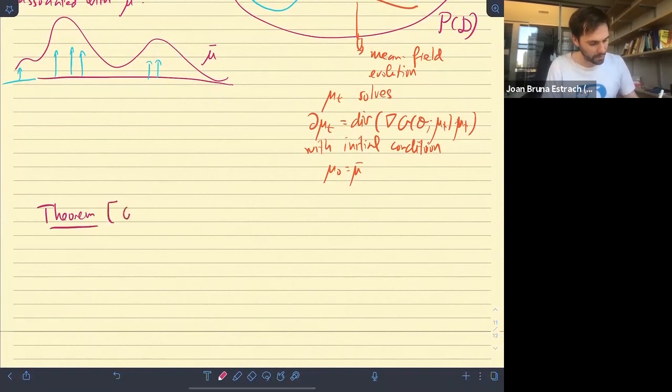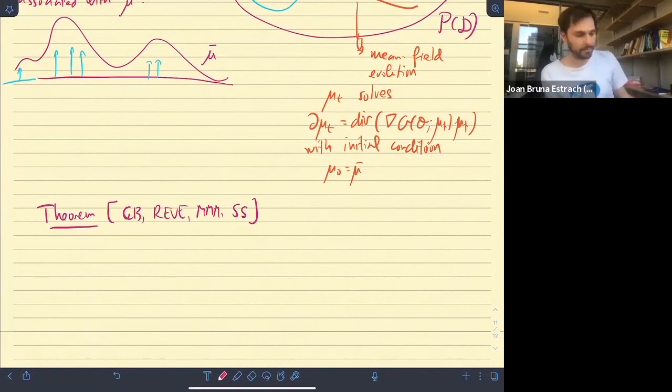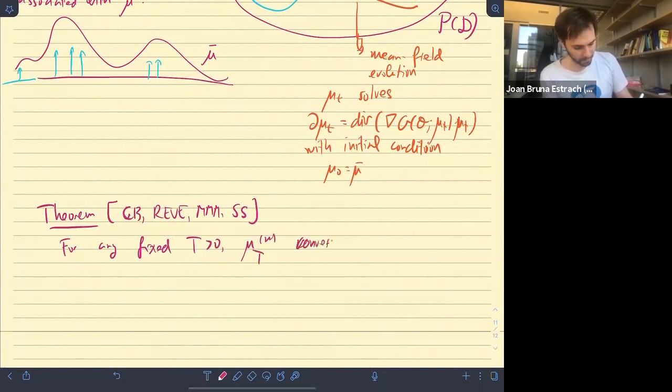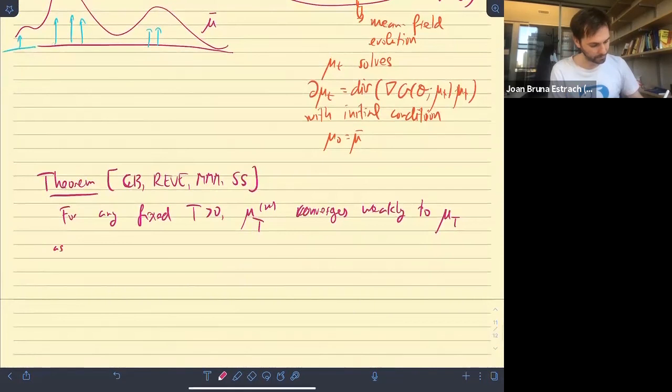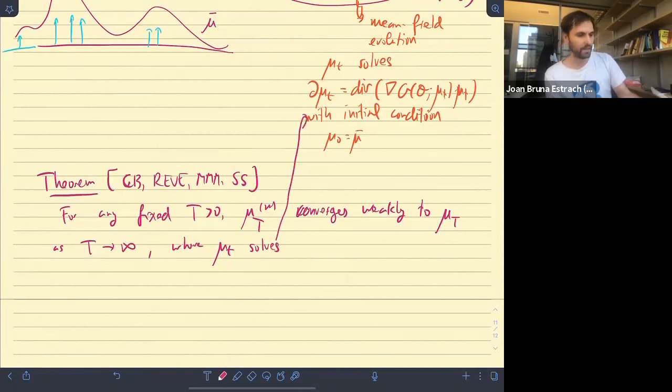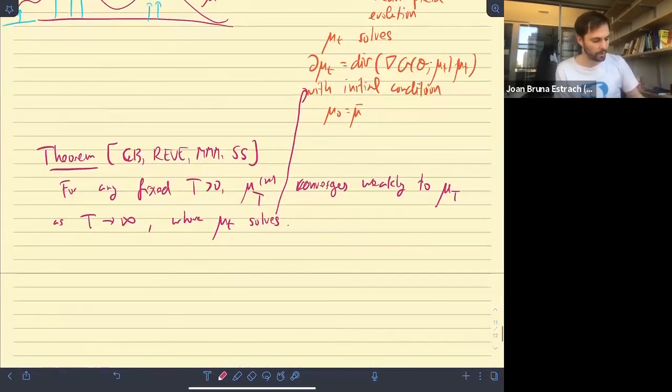And this is a theorem from these papers, Chizat-Bach, Rotskoff-Vanden-Eijnden, Mei-Montanari-Nguyen, and Sirignano-Spiliopoulos. Informally, for any t, mu t of m converges quickly to mu t as m goes to infinity, where mu t solves this equation.